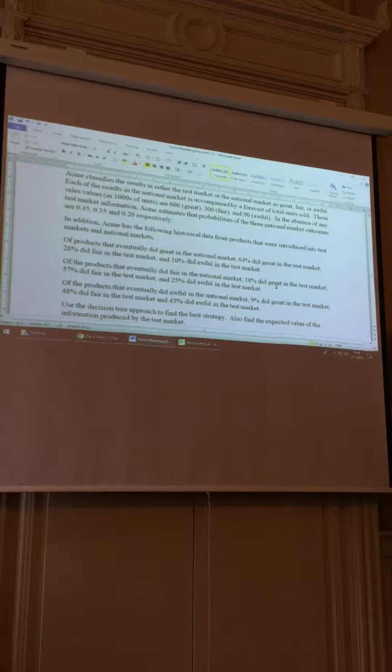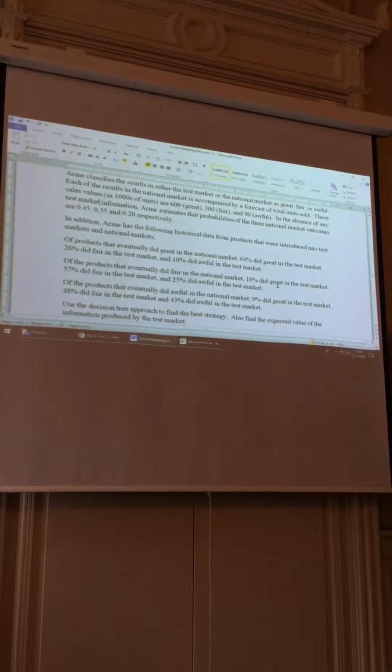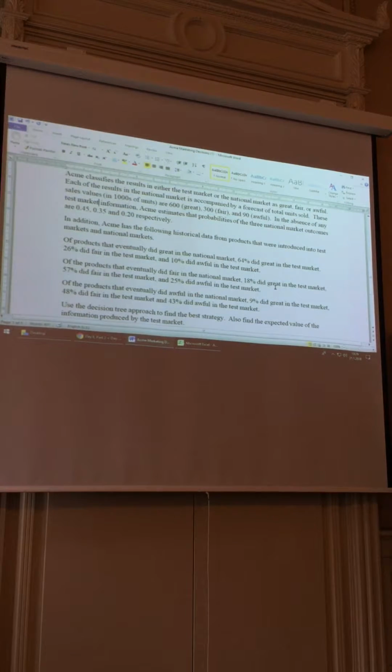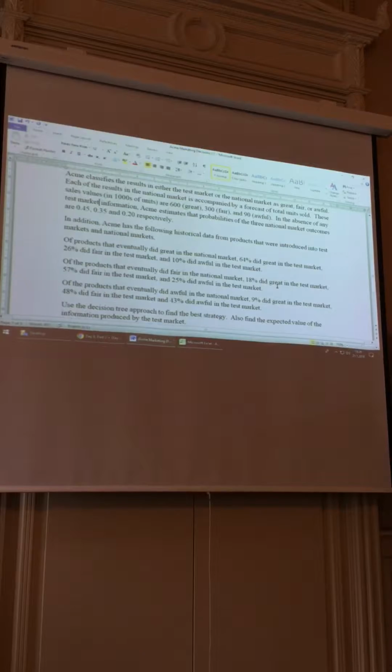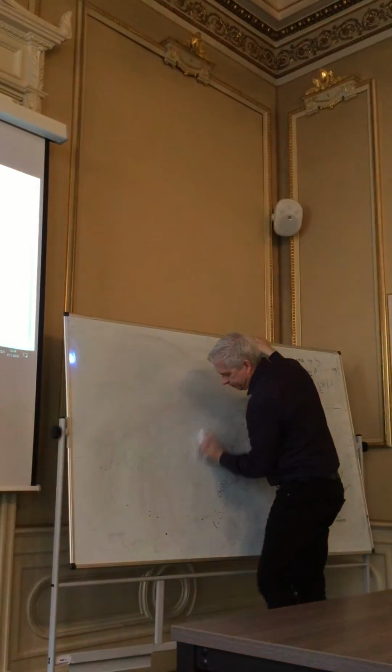So, bunch of information, 3 paragraphs worth of information. Use the decision tree approach to find the best strategy. So, a lot of information. Let's try to draw an outline of the tree first, and then we will see what we need to do here.